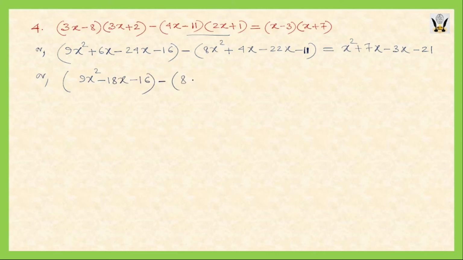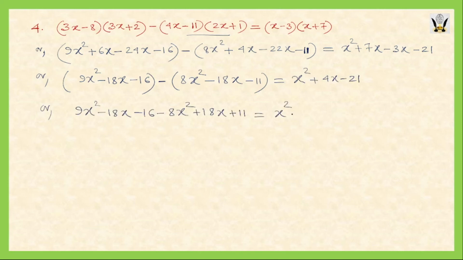and in the second term within the bracket we will have 8x square, then again minus 18x, and here it will be minus 11, and on the right side we will have x square, then plus 4x minus 21. So if we remove the brackets, that will be equal to x square plus 4x minus 21. Here what we can see is plus 18x and minus 18x, they will cancel each other. 9x square and minus 8x square will finally be x square only.